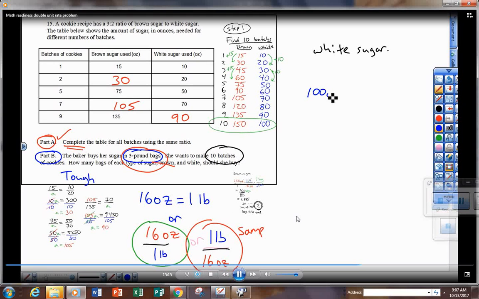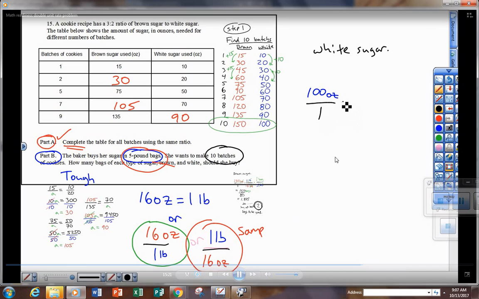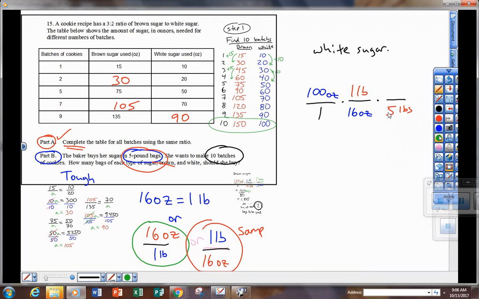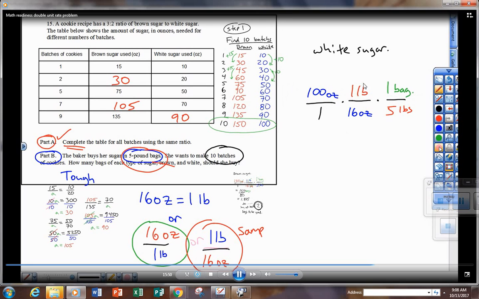So again, 100 ounces of white sugar over 1 times 1 pound over 16 ounces. I want to use that one so my ounce units cancel away. I want an ounce unit on top and bottom. And then one more conversion, times 5 pounds per 1 bag. Again, my ounce units cancel, my pound units cancel, and all that's left is bags.